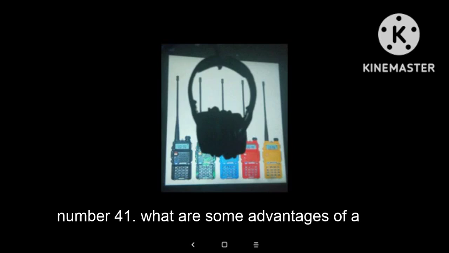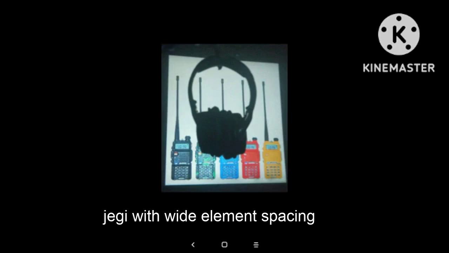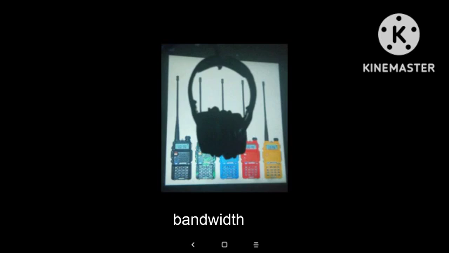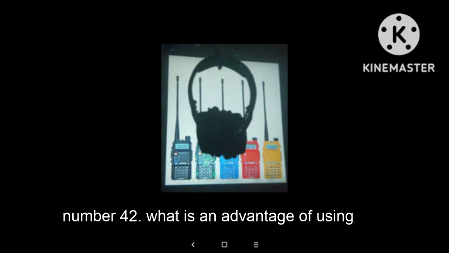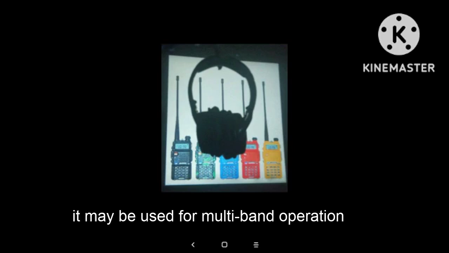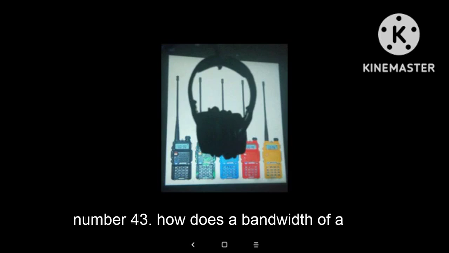Number 41. What are some advantages of a Yagi with wide element spacing? High gain, less critical tuning, and wider bandwidth. Number 42. What is an advantage of using a trap antenna? It may be used for multi-band operation.